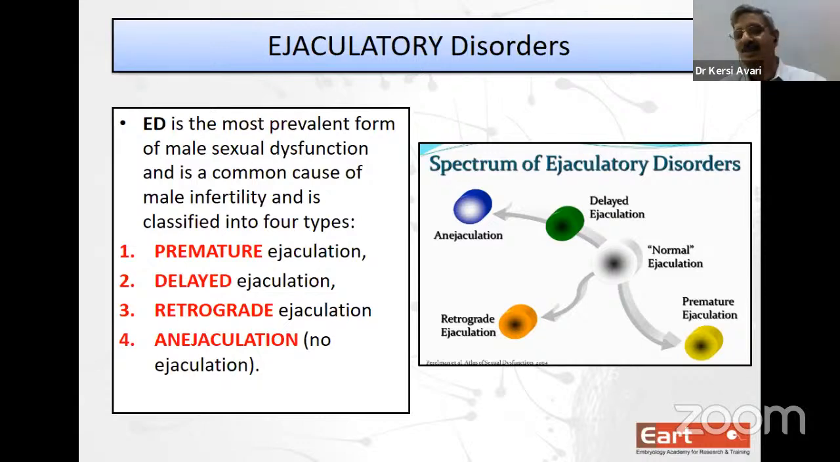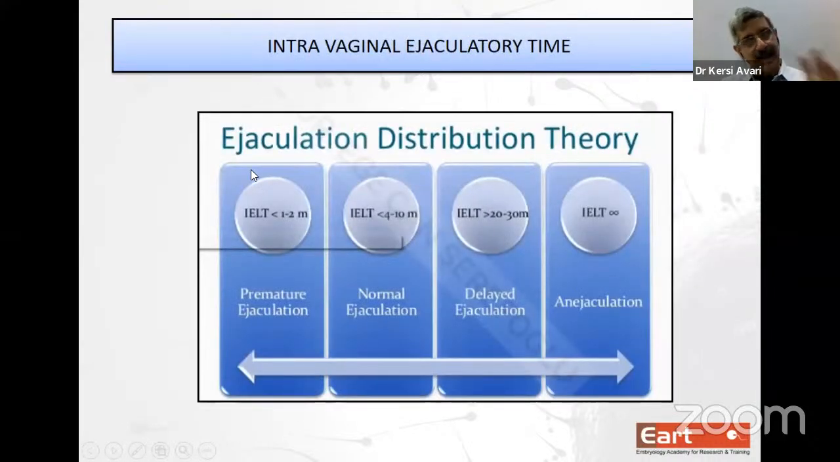Now, secretion happens, but that doesn't mean it can happen at any time. It has to be time specific. So according to that, it is broken up into premature, delayed, retrograde, or no ejaculation. Now, again, it is broken up in detail when we study the ejaculatory disorders or malfunction of the ejaculatory system.